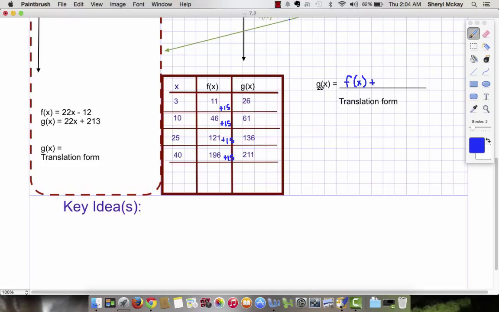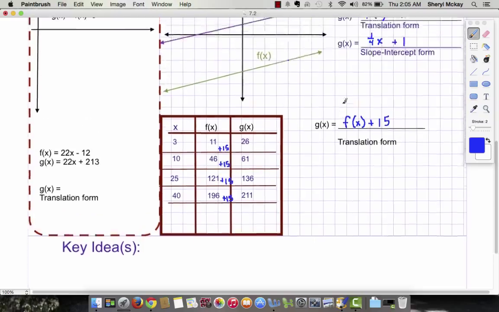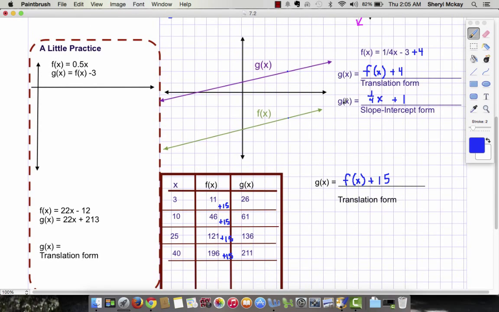If I add 15 to 196, do I get 211? I sure do. So f of x, whatever f of x is, I don't know, I could try and plot these points on a graph, but it'd have to be a pretty large graph to get to 196. That's too much work. I don't want to do that. All I have to do is see that g of x is a translation of f of x because I'm adding 15. So whatever f of x is, when I add 15, I get g of x, and that's the translation form.